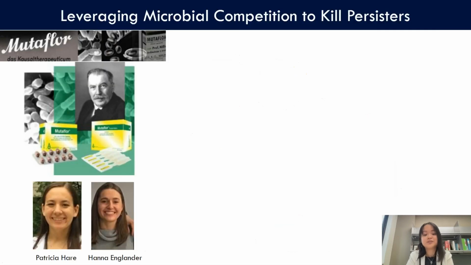So to look into this, we decided to take on a proof of concept experiment to see if we can leverage microbial competition to try to kill persisters as they're recovering from treatment. And this work was led by DMD PhD student Trish Hare and a former undergraduate student, Hannah Englander. Trish and Hannah decided to focus on E. coli Nissle, which is a probiotic strain of E. coli that is an active ingredient in a product that's marketed as Mutaflor in parts of Europe and in Canada.